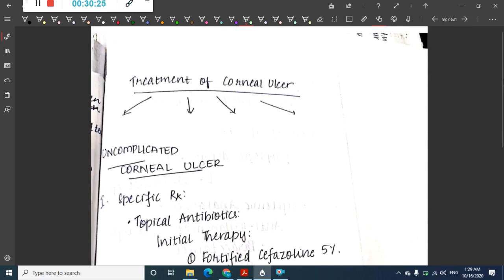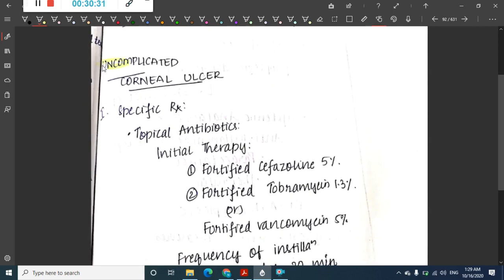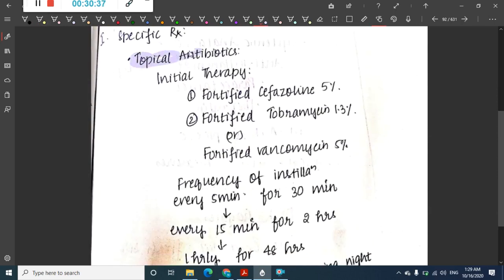Then after that, you will have to see about the treatment of corneal ulcer. The treatment depends upon the type of corneal ulcer. If it is an uncomplicated corneal ulcer, then you can use topical antibiotics, where you use fortified cefazolin 5%, or fortified tobramycin 1.3%, or fortified vancomycin 5%.